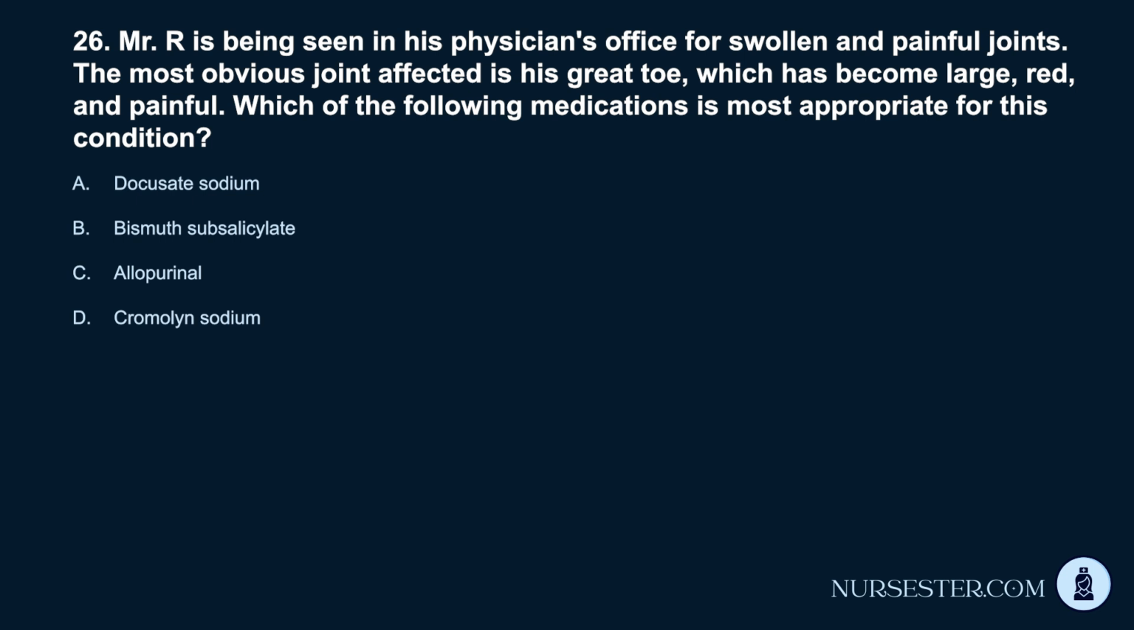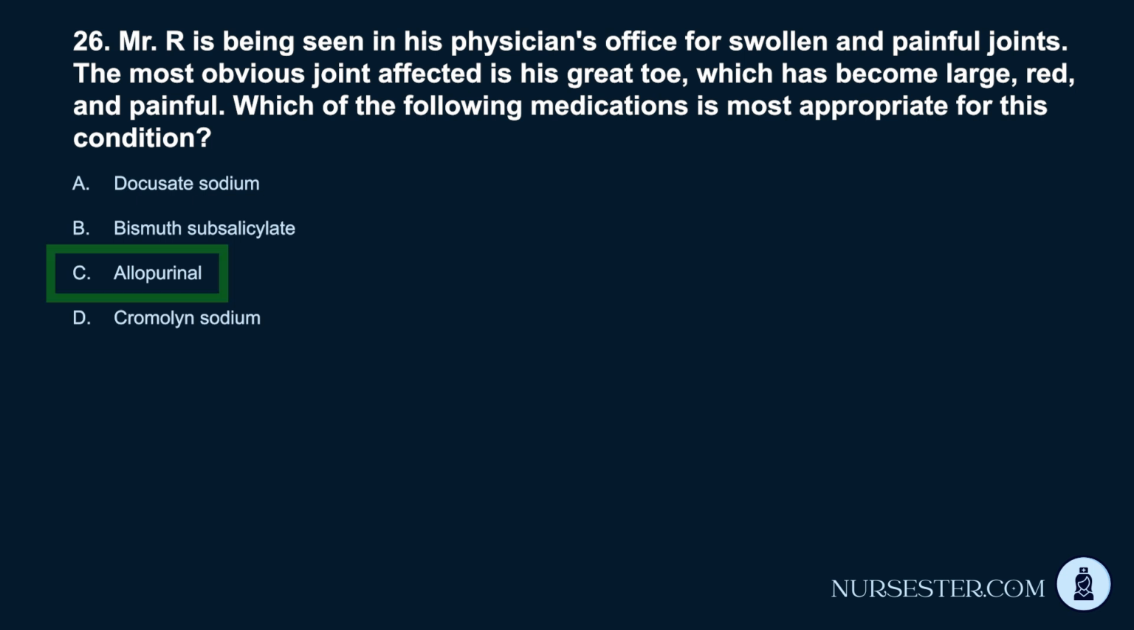26. Mr. R is being seen in his physician's office for swollen and painful joints. The most obvious joint affected is his great toe, which has become large, red, and painful. Which of the following medications is most appropriate for this condition? A. Docusate sodium. B. Bismuth subsalicylate. C. Allopurinol. D. Cromolyn sodium.